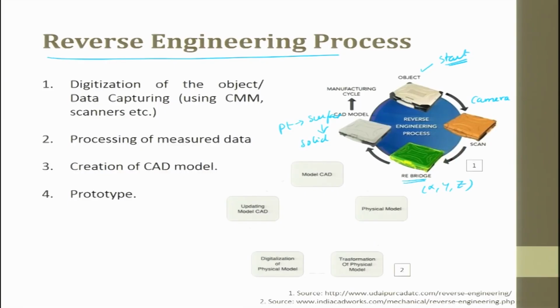Okay. And in reverse engineering, the camera does the portion of digitization. Digitization of an object, data capturing, using various techniques, contact type and non-contact type technique is done. So this is one. Okay. So then we try to take the data and process the data. So CAD model. So this is in turn, so it goes like this.